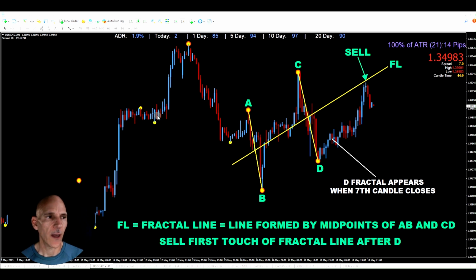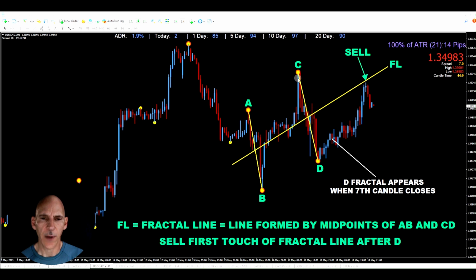Down here we have the UCAD 1 hour chart, and if you watch my previous video on this, we have this all marked out here. What we're looking for is impulse waves. So we have an A, a B, a C, and a D. We're always looking for a high, low, high, and a low with no fractals in between on AB, CB, or CD. We'd like to see pretty uniform waves.